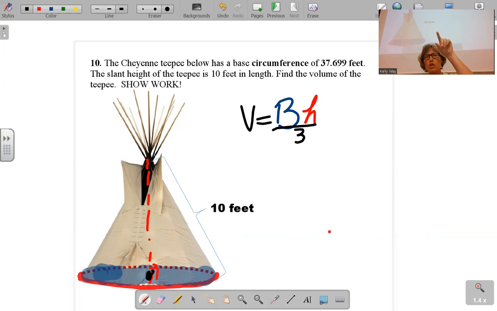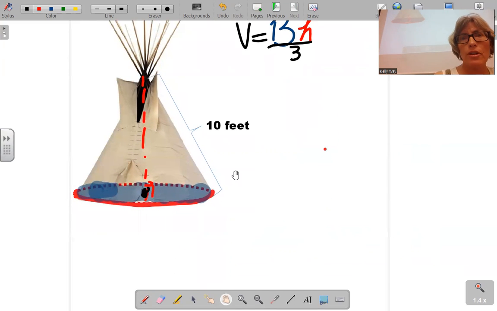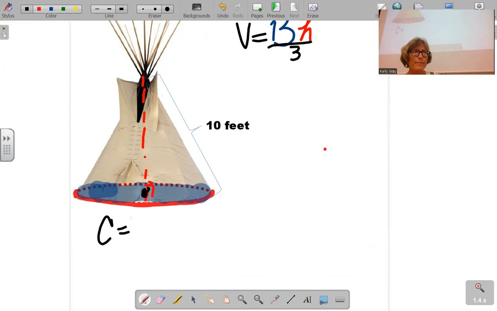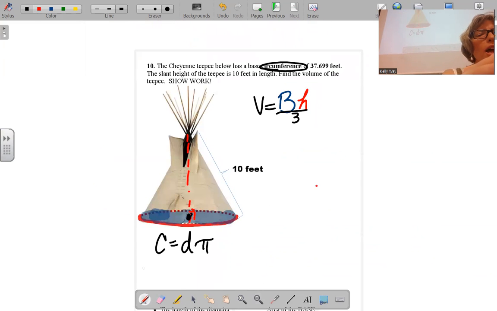So you don't look at what you're missing, you look at what you have. You have one thing. Trevor, what's the only thing we've been given? Great. So you always start with what you have, not with what you need. So I start with circumference. C equals D pi. Reason why I'm starting there, friends, is because that's what I have. So draw a big arrow going right there.